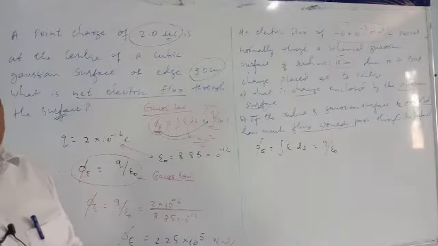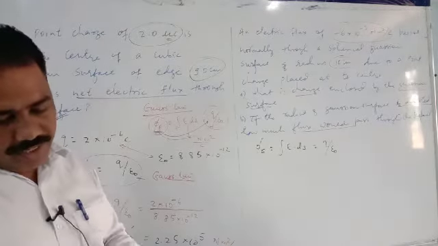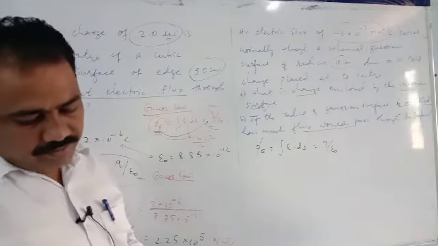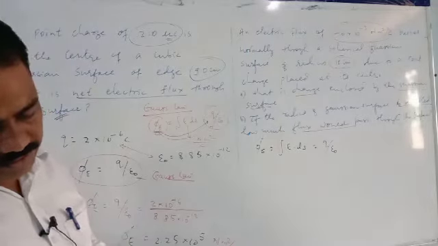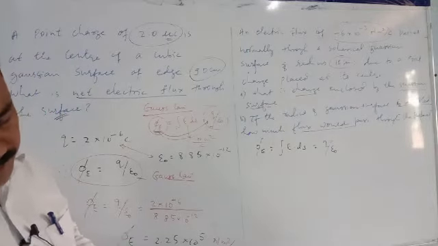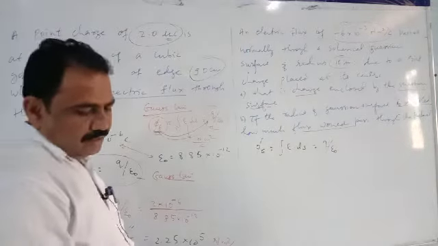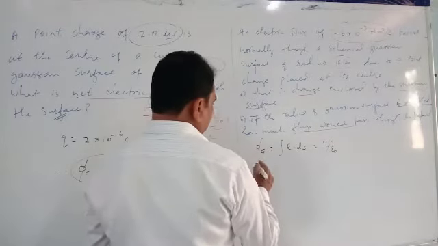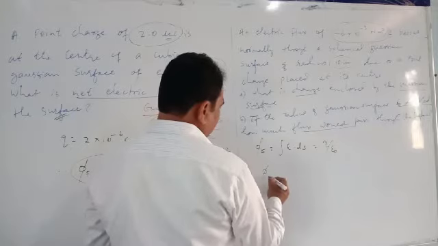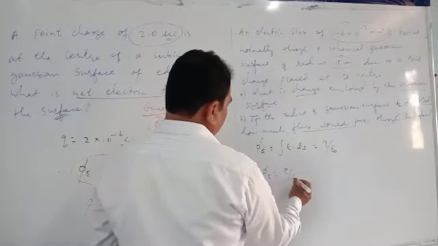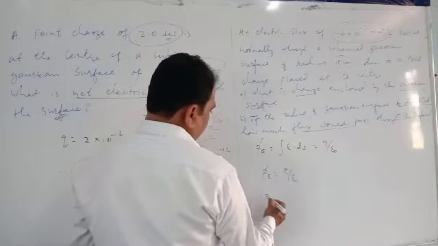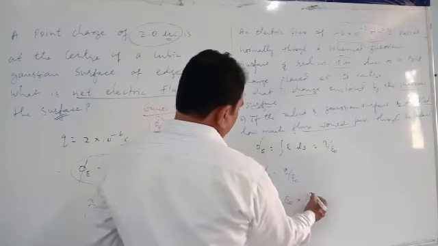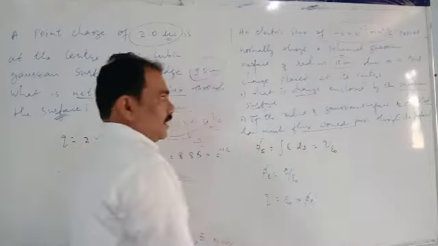Because we have to calculate here what? Charge. The value of flux and the value of epsilon naught, these two values are given to us, and we have to find the value of q. So we can write easily: if total flux is equal to q by epsilon naught, then q can be easily calculated. So epsilon naught multiplied by total electric flux.